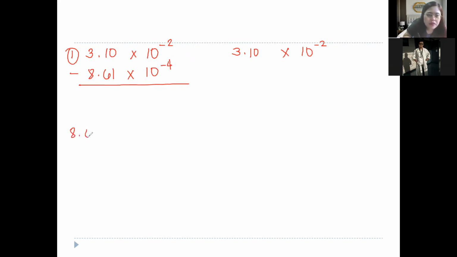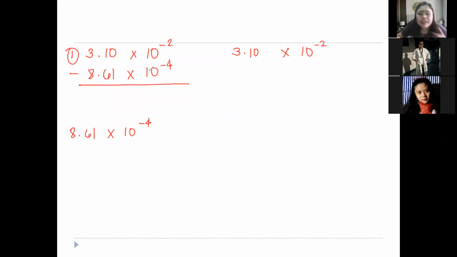Then we have 8.61 times 10 raised to the power of negative 4. Kailangan maging negative 2 siya. Okay? So this is a negative exponent, and we need to subtract para mahimo siyang negative 2. So pag mag-subtract where should we move the decimal point? To the left or to the right? Sa left po. Okay, to the left. Move tayo ng 2 beses para maging negative 2 siya.